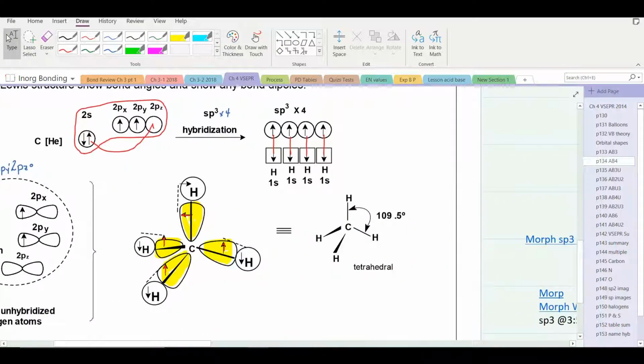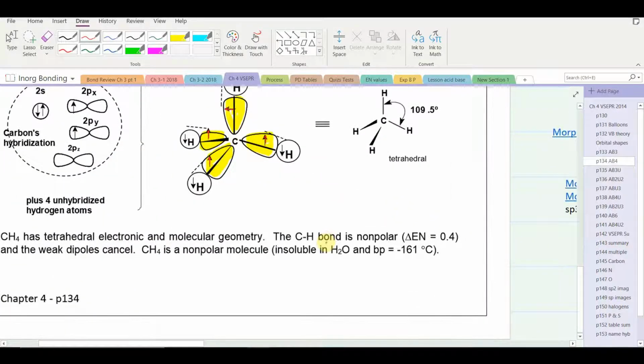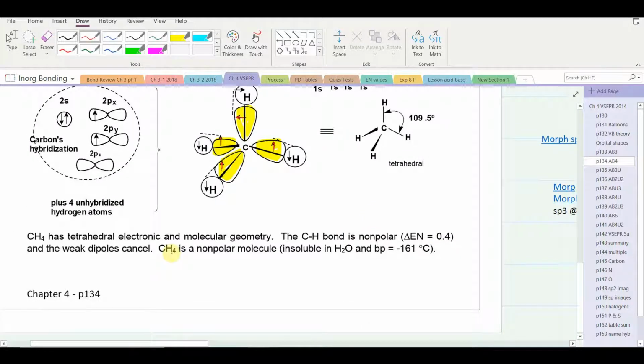The geometry will be tetrahedral molecular geometry as well as tetrahedral electronic geometry. The bond angles are 109.5 degrees. The difference in electronegativity between a carbon and hydrogen bond, 2.5 minus 2.1, is 0.4. That's nonpolar covalent. And as a result, methane is a nonpolar molecule. It's insoluble in water and very low boiling.